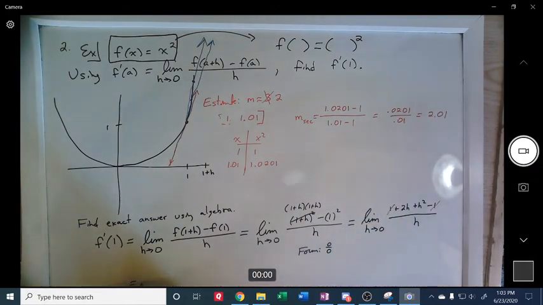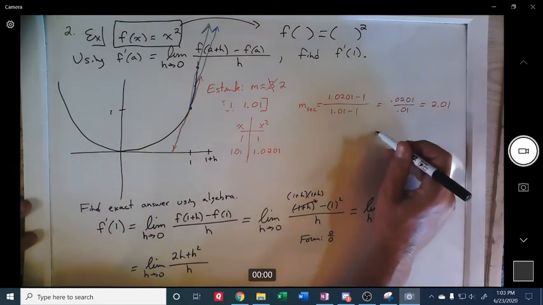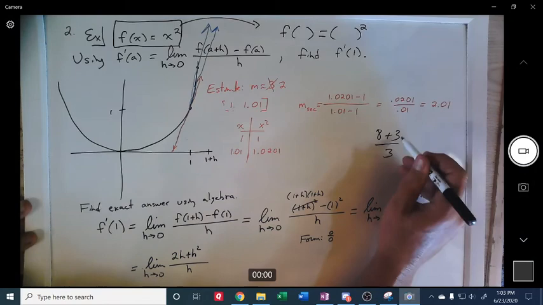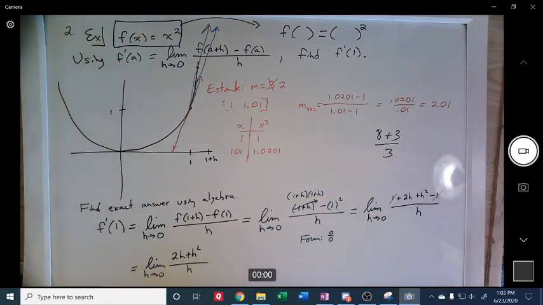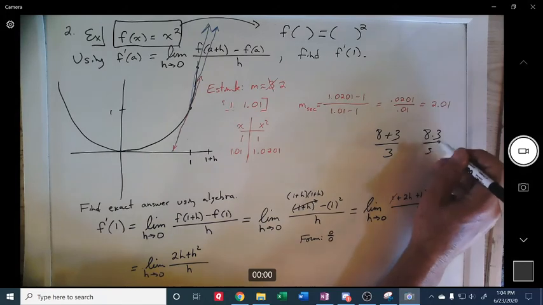which is equal to the limit as h approaches 0 of 2h plus h squared over h. Now, what I'd like to do is cancel out this h with this h, but I can't. That would be very similar to saying 8 plus 3 over 3 and trying to cancel out the 3's. 11 over 3 does not equal 8, which is what you'd get if you tried to knock out those 3's. You can't. But if you had 8 times 3 over 3, you could cancel them out.